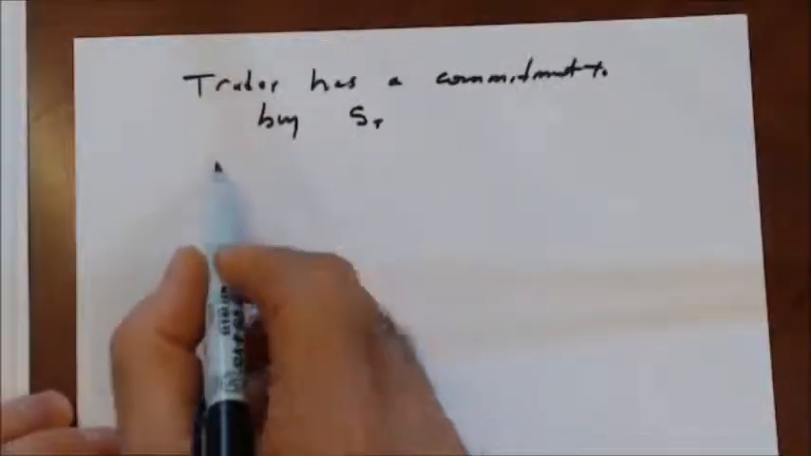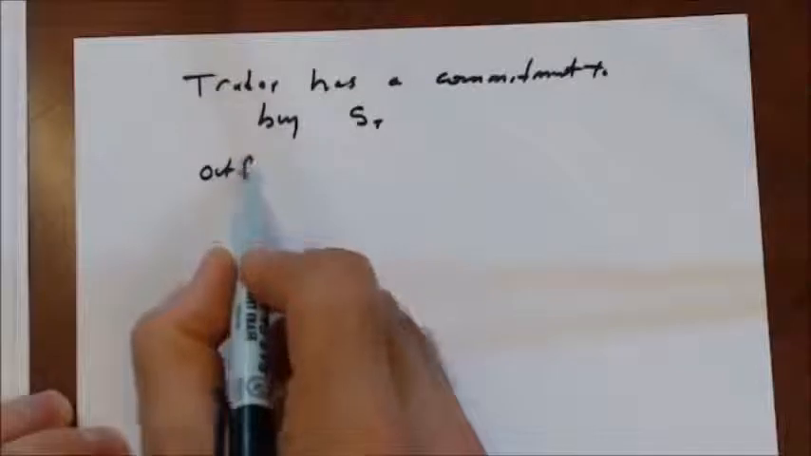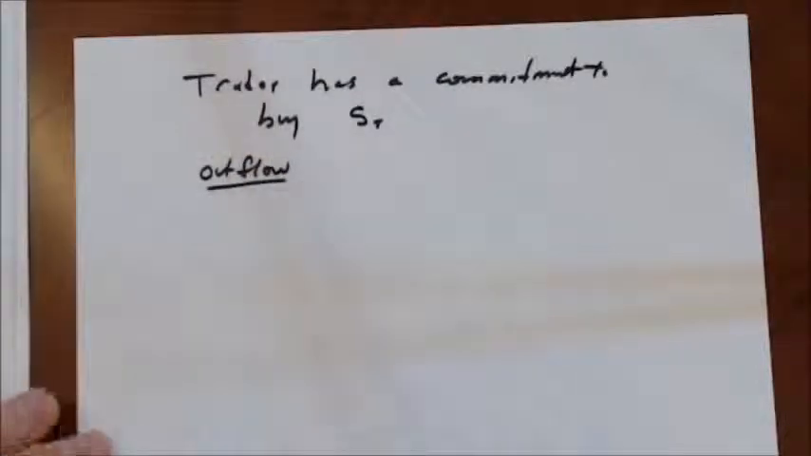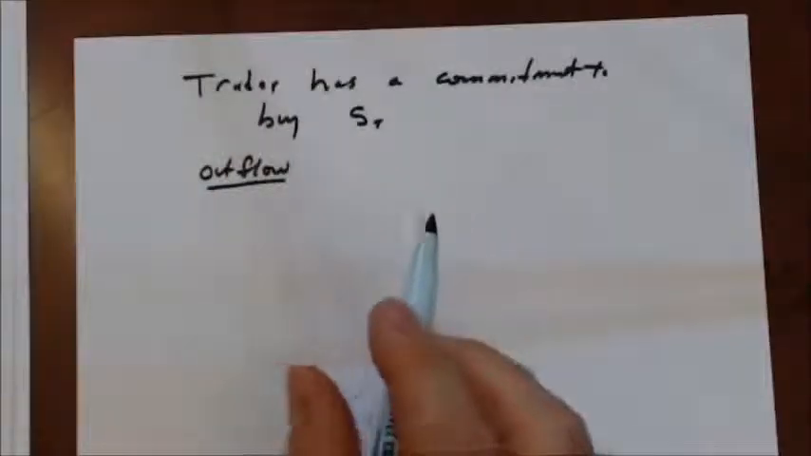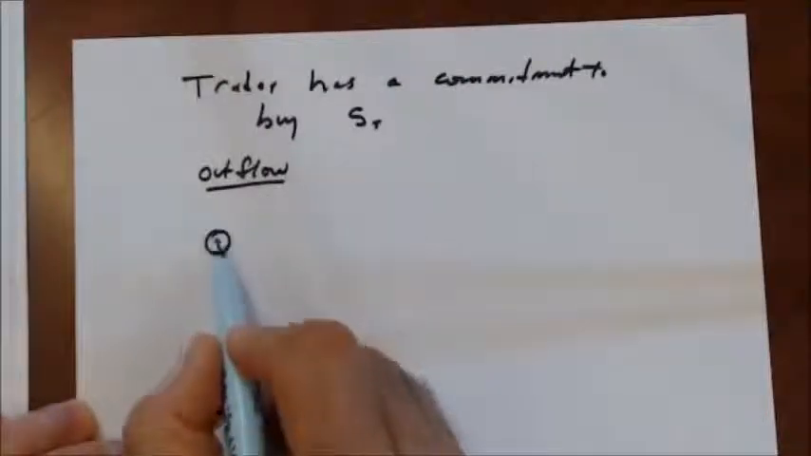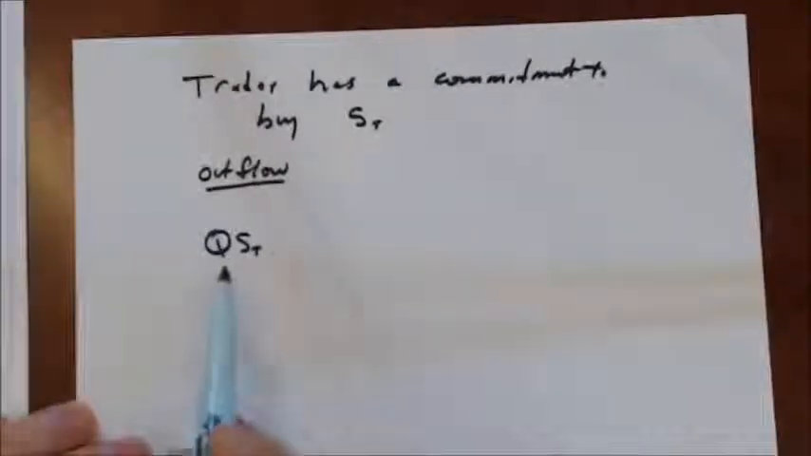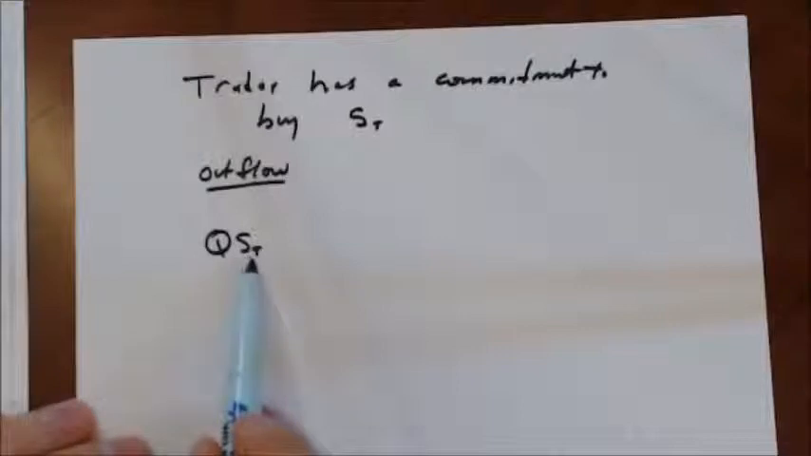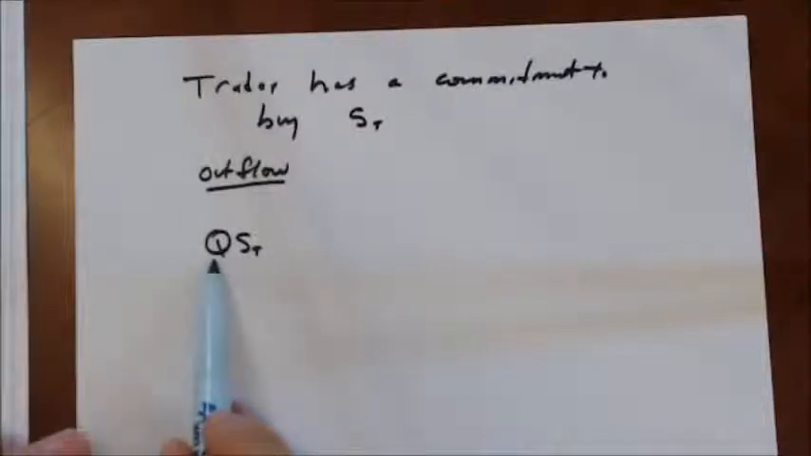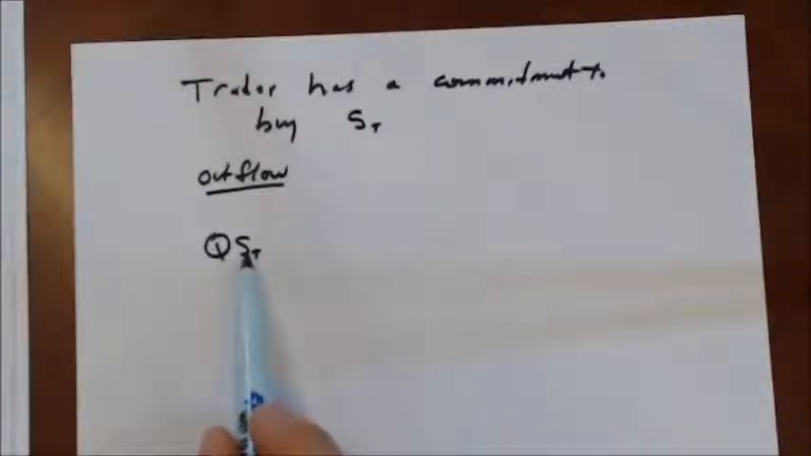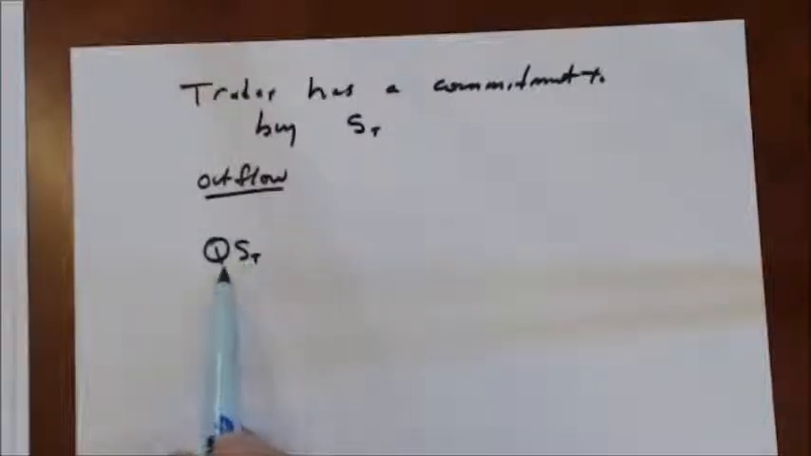So we're going to hedge it with a short position, and so the cash outflow, we're going to measure cash outflow in this situation, is going to be Q S_T. That's the cash outflow associated with the spot itself. You're going to have to buy Q of the spot at expiration.